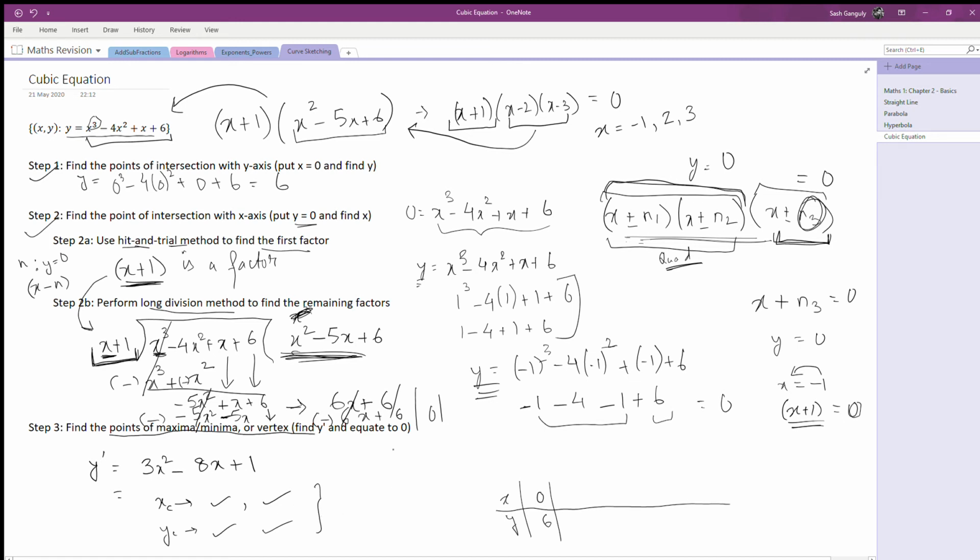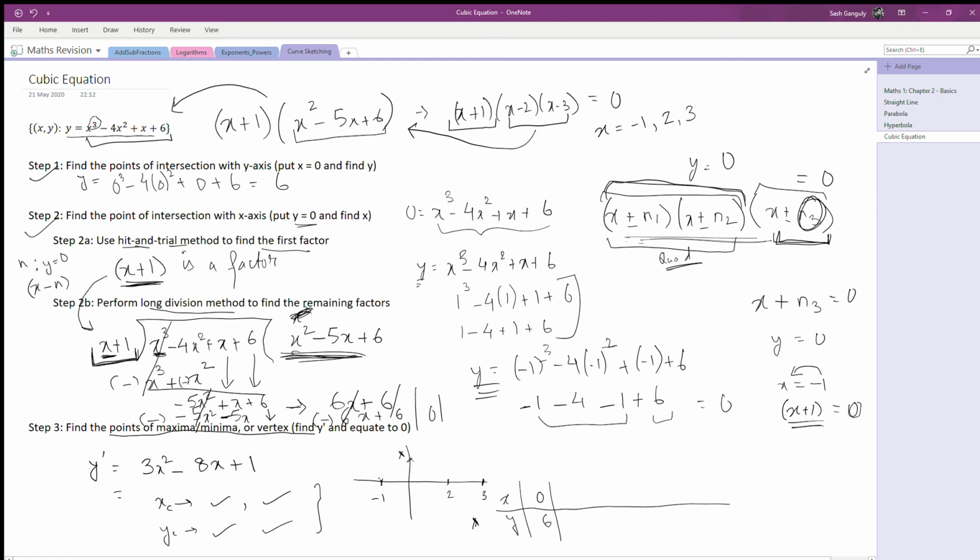So once you find this, basically the idea is that now you will have 3 points of intersection with the x-axis. So y is 0 when x is equal to minus 1, when x is equal to 2, and when x is equal to 3, right? So the maxima and minima, you might eventually have one maxima and one minima, which means you might have one maxima somewhere over here and one minima somewhere over here, and you know where it touches the y-axis from step 1, right? So now it's just a matter of joining these points.